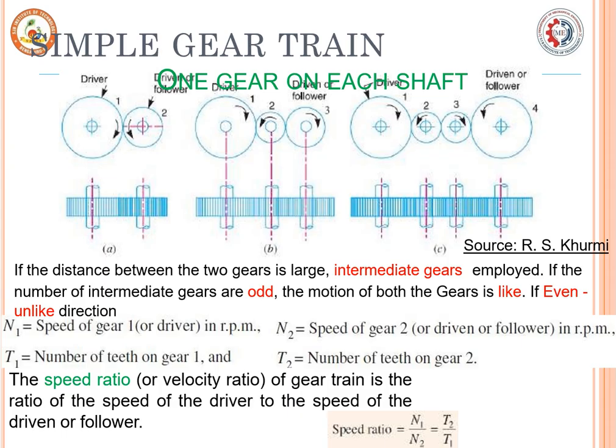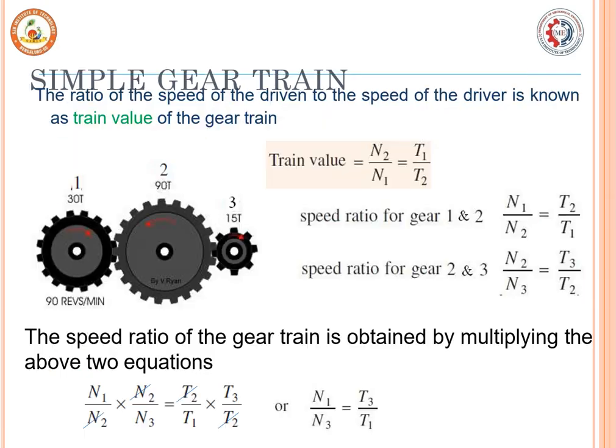The velocity ratio of the gear train is calculated by n1 by n2 is equal to t2 by t1. The ratio of the speed of the driven to the speed of the driver is known as the train value of the gear train. So n2 by n1 is equal to t1 by t2. The speed ratio of gear 1 and 2 is n1 by n2 is equal to t2 by t1. For gear 2 with respect to gear 3, n2 by n3 is equal to t3 by t2. The overall ratio for gear 1 to gear 3 is n1 by n3 is equal to t3 by t1. Like this you'll be able to compute.